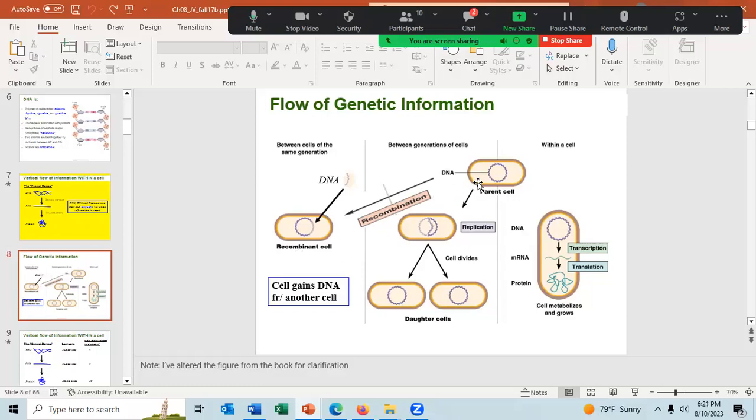The DNA flowing out of this cell usually kills this cell. So this cell usually dies. It doesn't always have to, but usually, or at least often, it dies. And then the DNA is gained by this cell. This we call the flow of information between cells of the same generation. Any question about any of that?